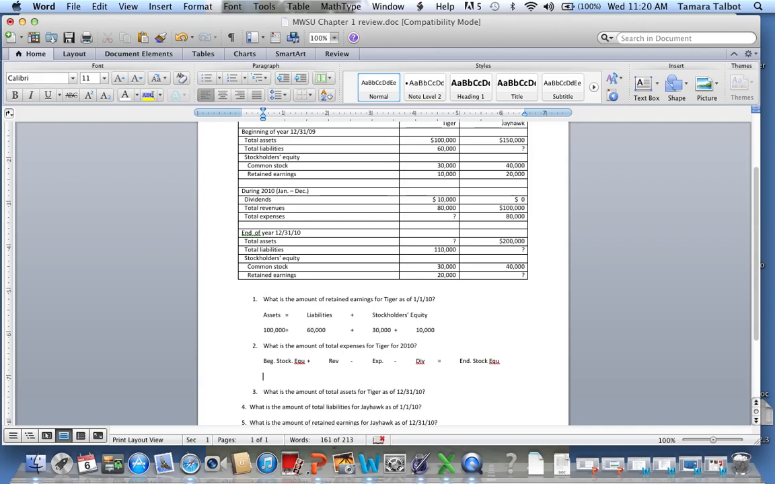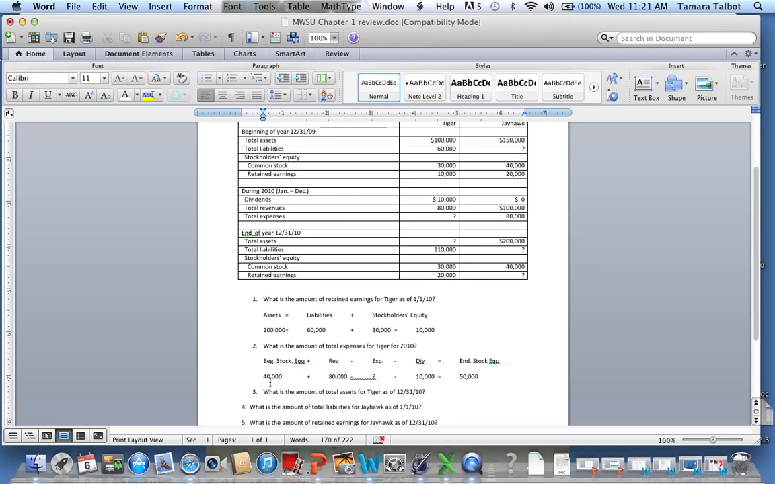So to plug in those figures, our beginning stockholders' equity will come from these two here. It's 40,000. Our revenue we see is 80,000. Our expenses we don't know. Our dividends are 10,000. And that equals our ending stockholders' equity. This is our ending equity, which is 50,000.